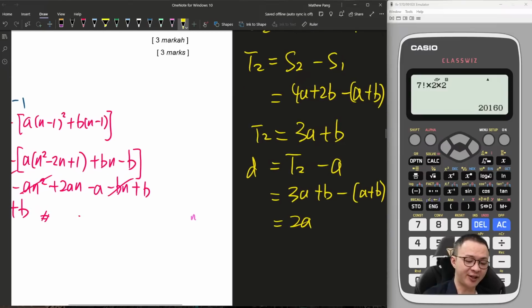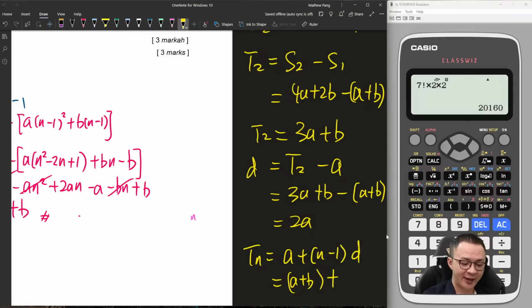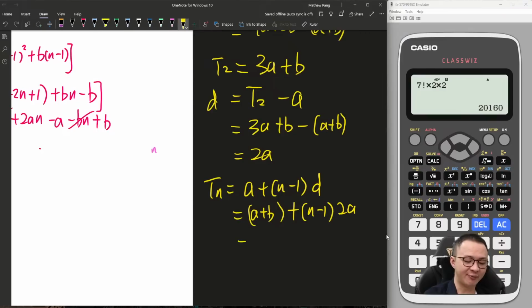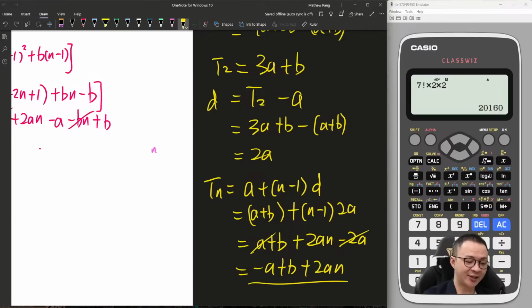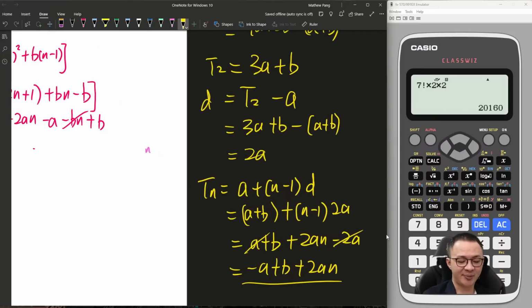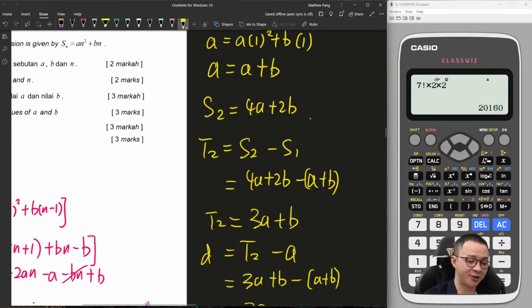Okay, if I got everything already, I can do Tn using a plus n minus 1 d, right? My a is a plus b in this case, n minus 1, d is 2a. Yeah, you will still get the same result, but this one is just a lot more work. A plus b plus 2an minus 2a. So this one should minus, so it's negative a plus b plus 2an. You realize these two answers are the same, right? 2an minus a plus b, and minus a plus b plus 2an. So both will give you the same result.